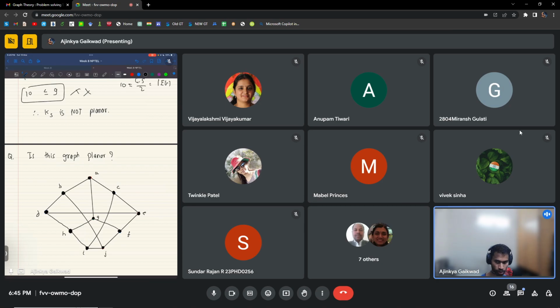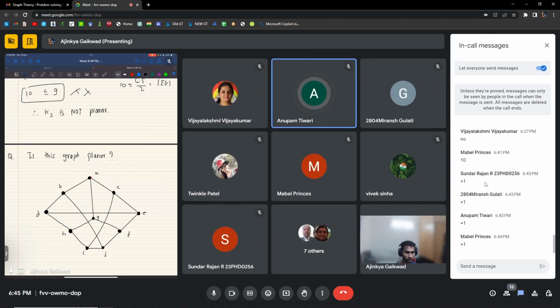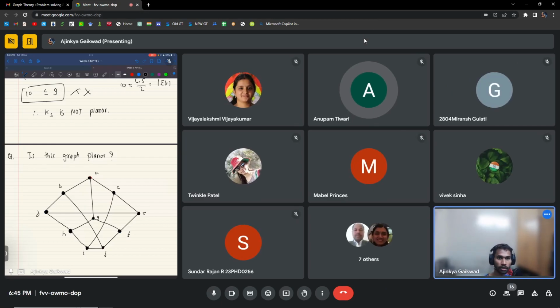Right. So the question is that here is a graph G. I mean, here is a drawing of this graph G. Can you draw a planar representation of this graph, or can you prove that this is not a planar graph? Sir, the inequality is not holding. It is not planar. Okay. So the question is, can you prove it?